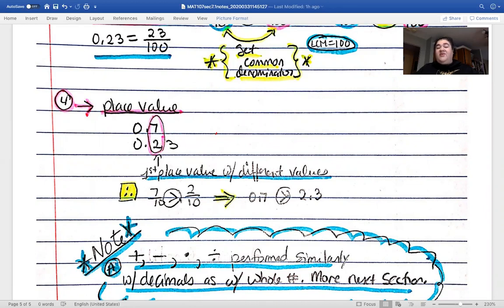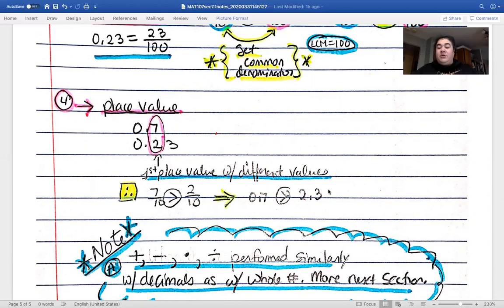So 7/10 and 2/10, I compared just them. 7 is larger than 2, therefore 0.7 is larger than 0.23. This I find is the most efficient method for comparing decimals, particularly ones that are not convenient to do so using the visual representations of the hundred square or the number line.